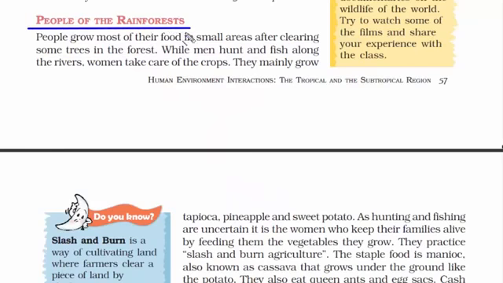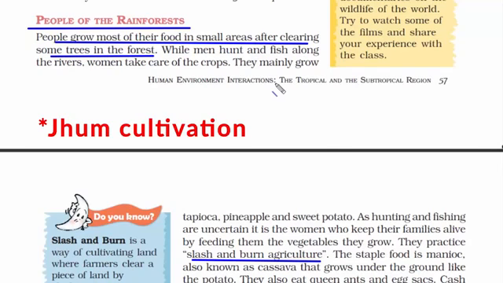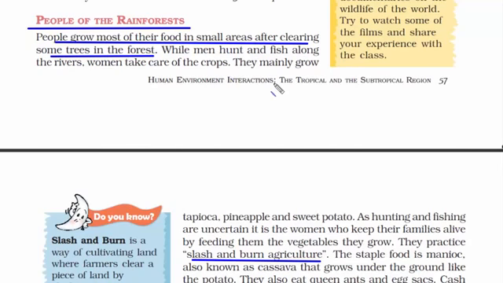And the next topic is people of the rainforests. People grow most of their food in small areas after clearing some trees in the forest. Just remember this, the kind of agriculture people of the Amazon follow is called slash and burn cultivation. In India, we have a name for it. It's called jhum cultivation, especially practiced in the northeastern part of India.